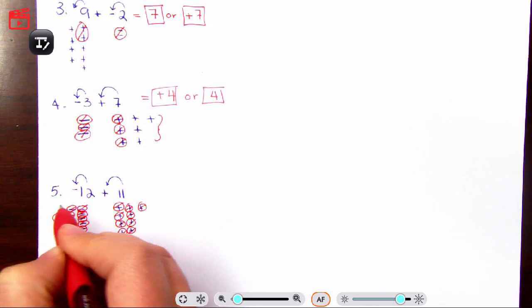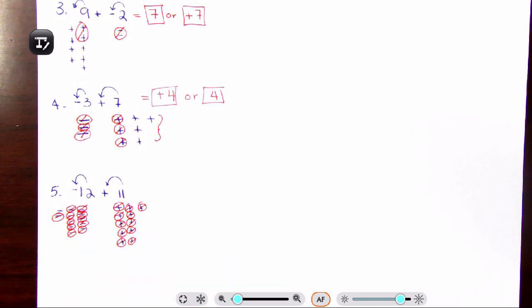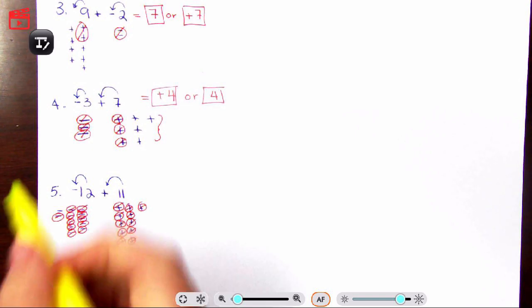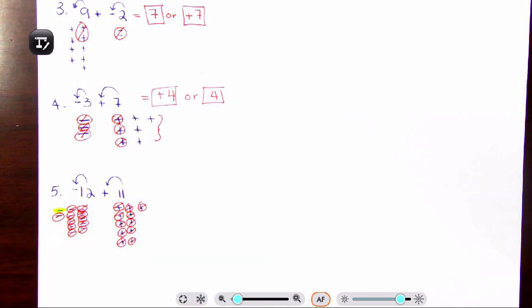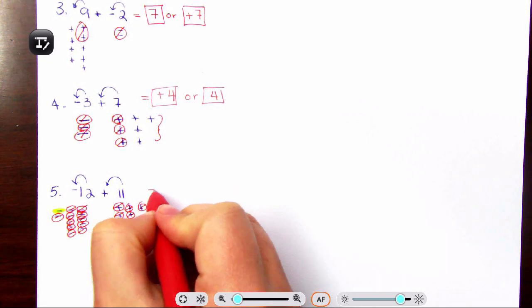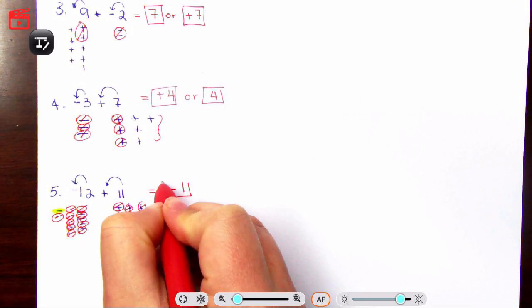So what am I left over with? I am left over with, hope you can see that, let me see if I can quickly find a highlighter. There it is. We are left with 1 negative that we did circle, so we have negative 1 as our answer.